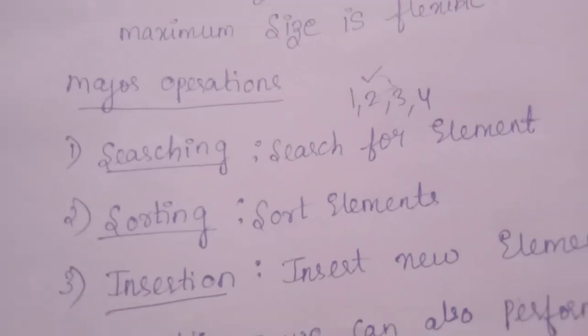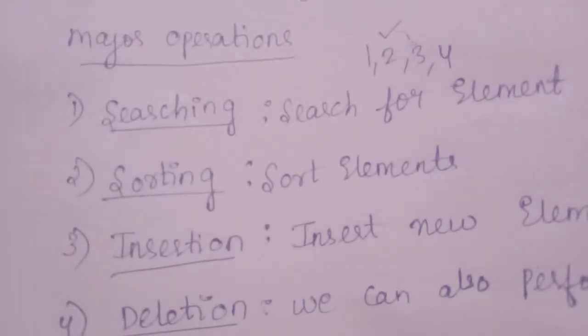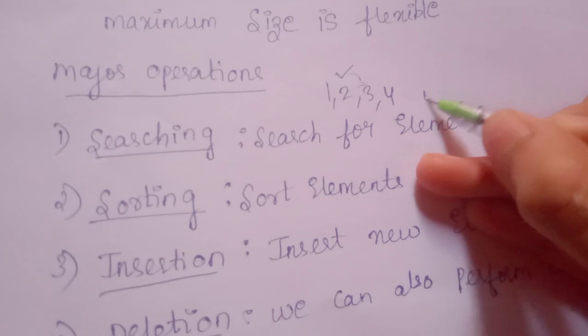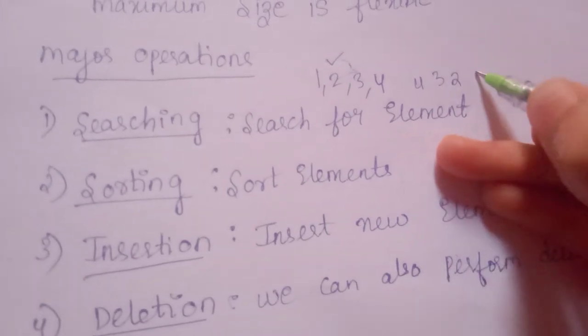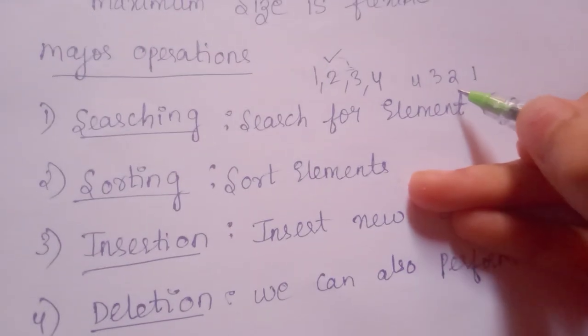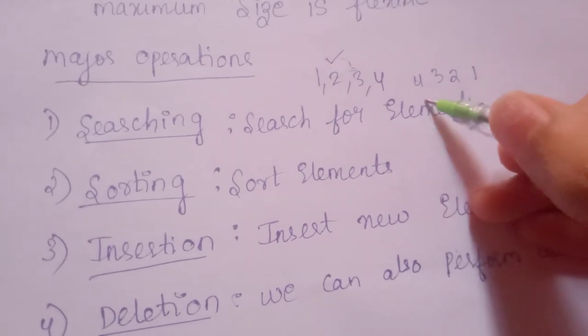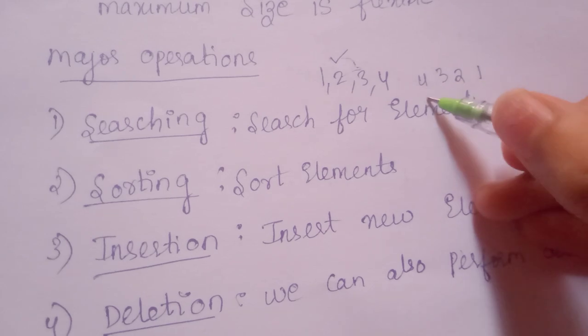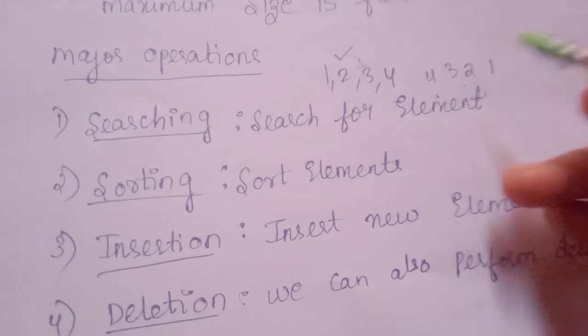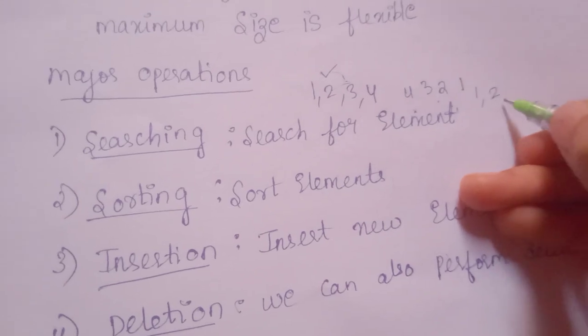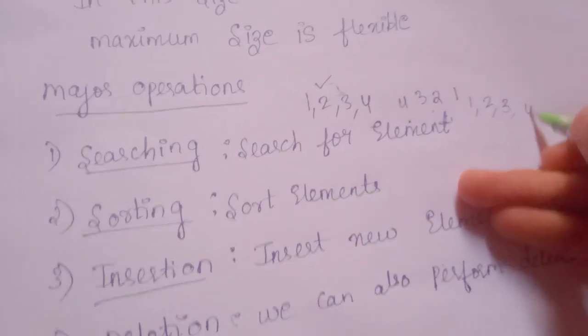Coming to the next, we have sorting. Sorting is nothing but sorting the elements. Suppose we have an order like 4 3 2 1. To sort this into ascending order, we have to swap these values, or do some operations like that, to get 1 2 3 and 4. So this is the correct sorting order.